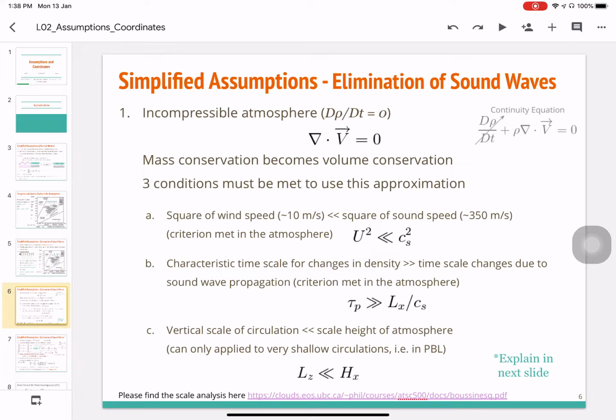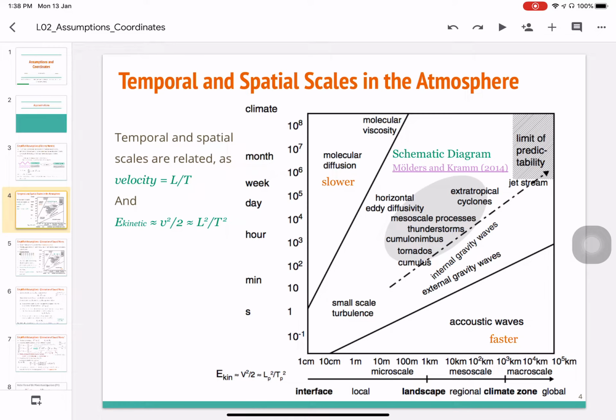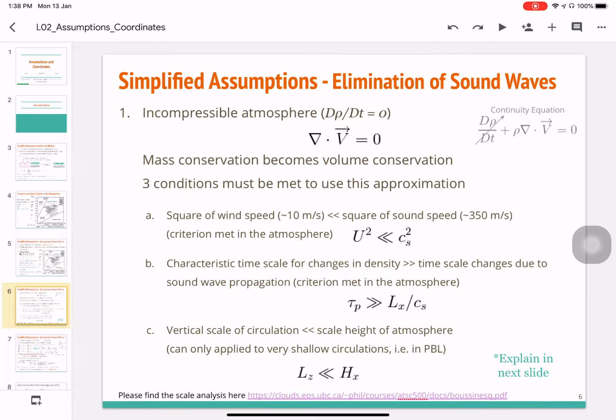There are three criteria that we need. The first one is that the motion that we want, remember the graph, the speed of the weather systems that we want, is not the same as the speeds of the sound waves. It should be much smaller. This is the first criterion.